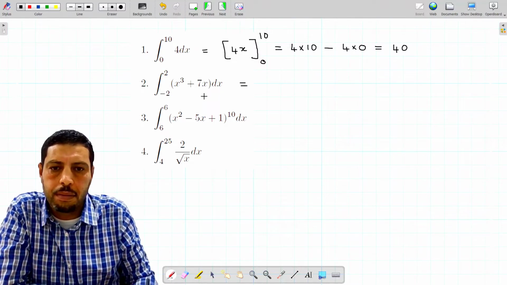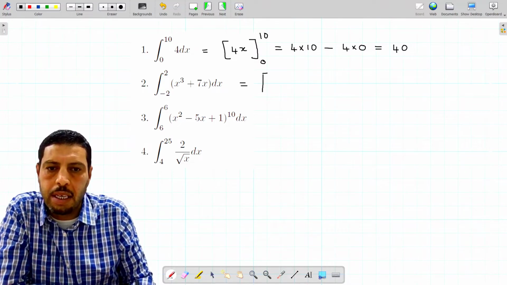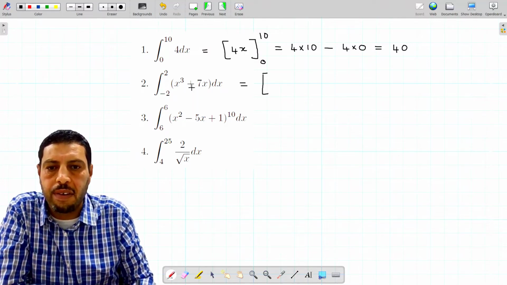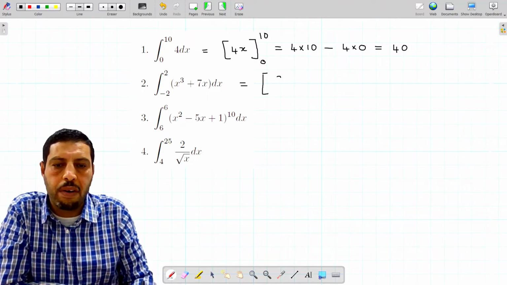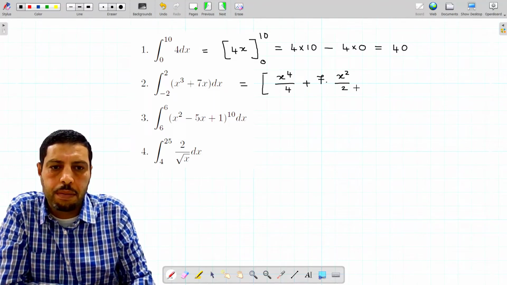Second one, it's the integral between minus 2 and 2 of x cubed plus 7x. So you need to compute the antiderivative of x cubed plus 7x. And the antiderivative, or the indefinite integral, of x cubed plus 7x is x to the power of 4 over 4 plus 7 times x squared over 2, taken between negative 2 and 2.